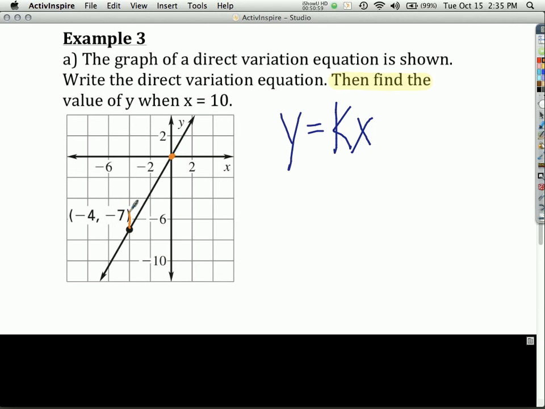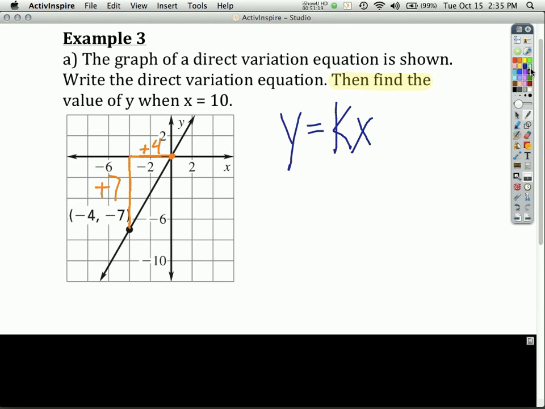Rise from here to here. 1, 2, 3, 4, 5, 6, 7. That's a rise of 7. Now run. 1, 2, 3, 4. That's a run of 4. Rise over run. 7 over 4.